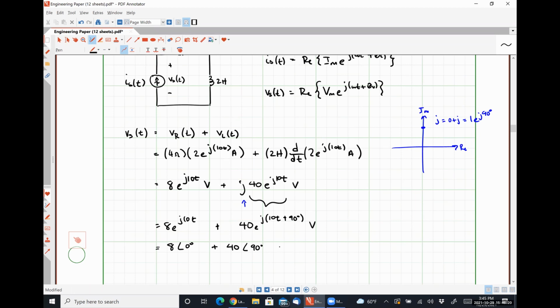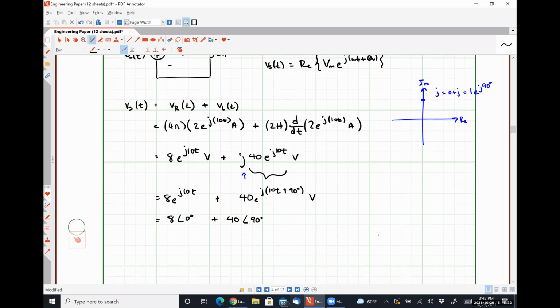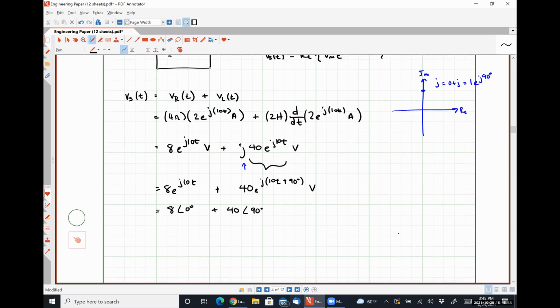So what a phasor relationship is, it's just a shorthand notation for expressing sinusoidal signals as a complex number. RE for the real axis. Okay. So let's talk about voltage and current phasors first.